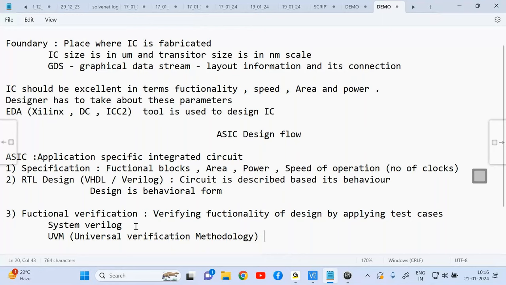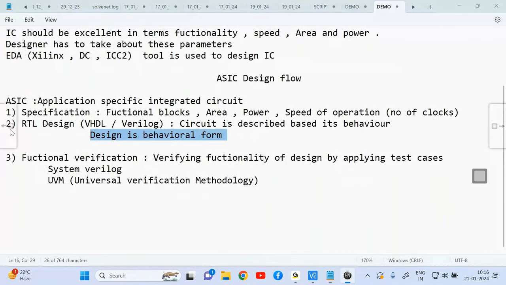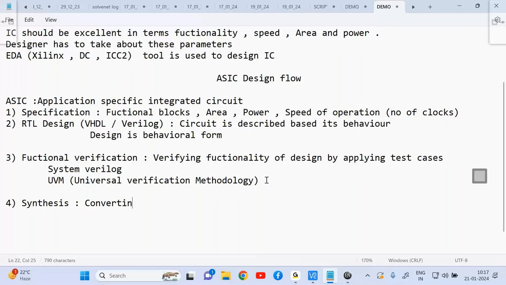This is just verifying your RTL, but now the design is in what form? The design is in the behavioral form still. So the next step is to convert this behavioral form to gate level form. Your design is in if statements, case statements, always blocks. So convert that RTL design into a gate level description. That step is called what? Synthesis. So the next step of your ASIC design flow is synthesis. Converting RTL into a gate level netlist. We convert this RTL into gates and their connections. That is called synthesis.